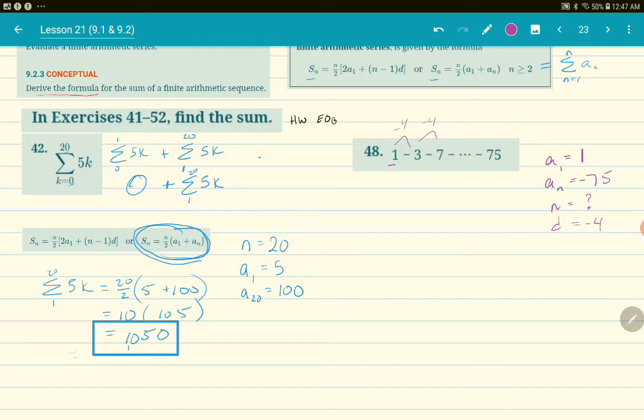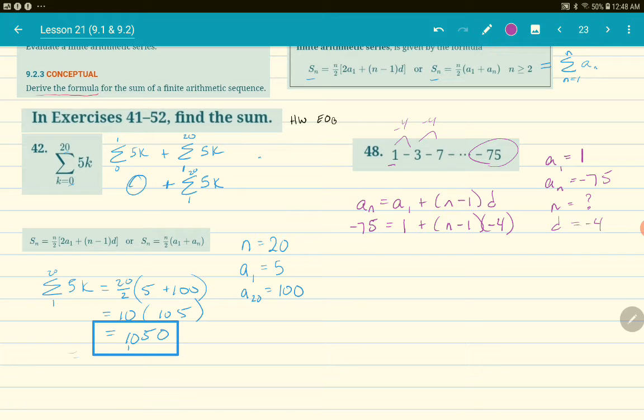I have to have N because both formulas have an N. So in order to find N, I'm going to use that formula AN equals A1 plus N minus 1 times D. And I know my last term. I need to find what is the N for that last term. So I know that AN is negative 75. I don't know what N is. A1 is 1. N minus 1 I don't know because I don't know N. And D is negative 4.